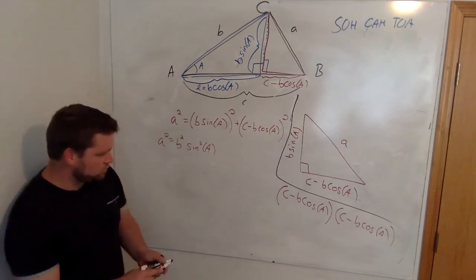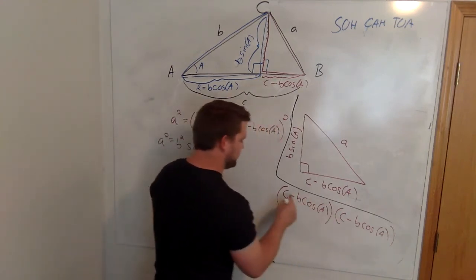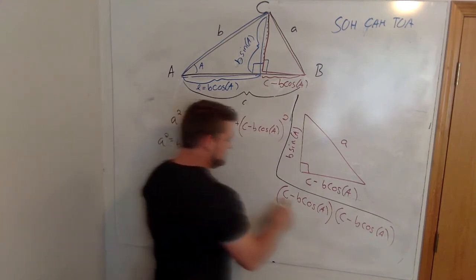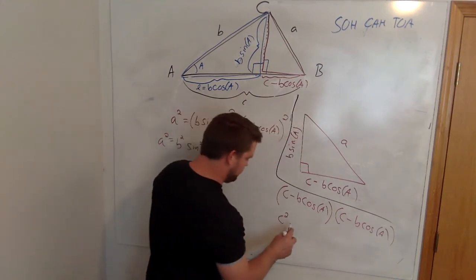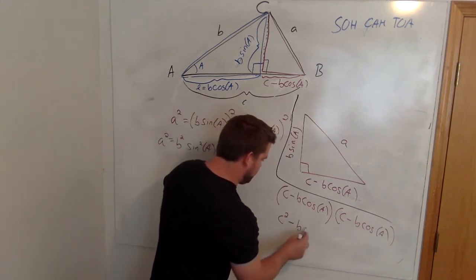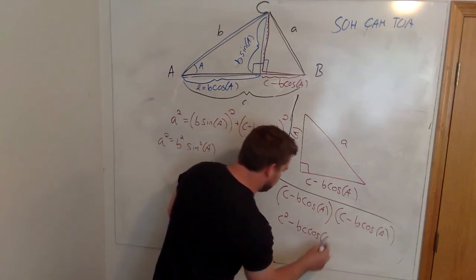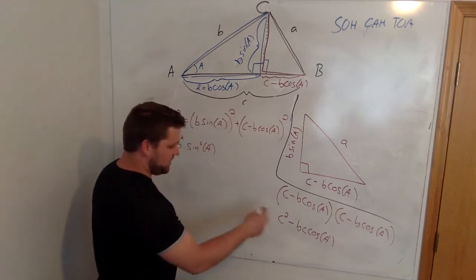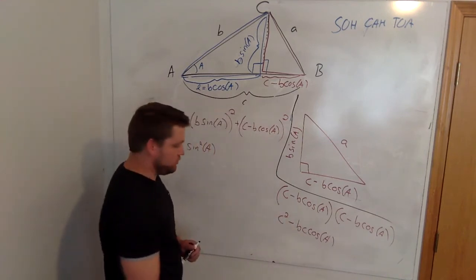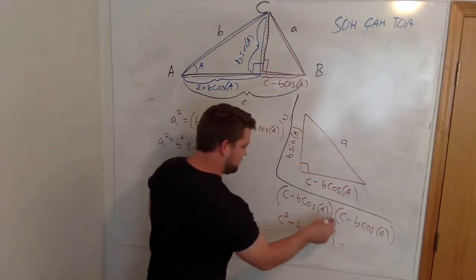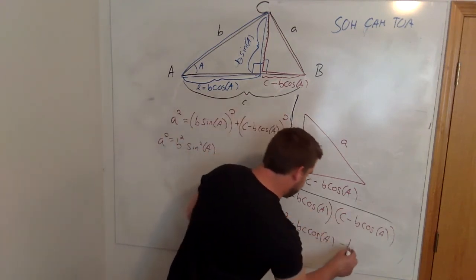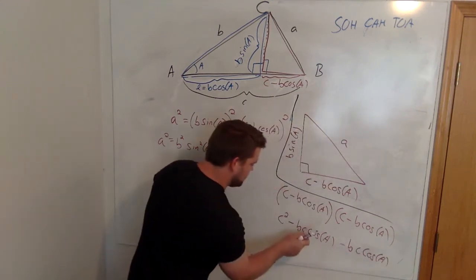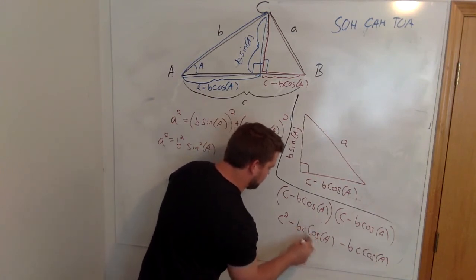Let's go ahead and multiply this out. I'll get c times c, which is c squared. We'll also get c times a negative b cosine of A, so we'll get a negative bc times the cosine of A. That came from multiplying c times the negative b cosine of A. Minus, this term times this term, I'll get another negative bc times the cosine of A.